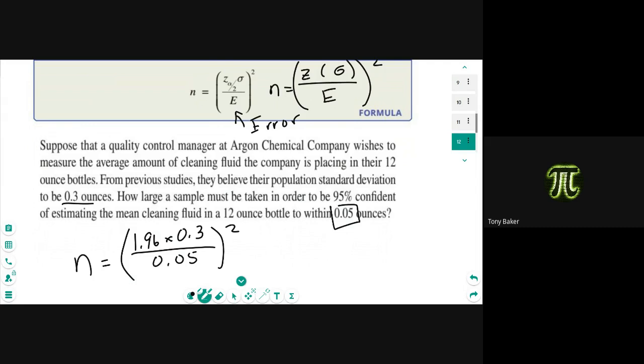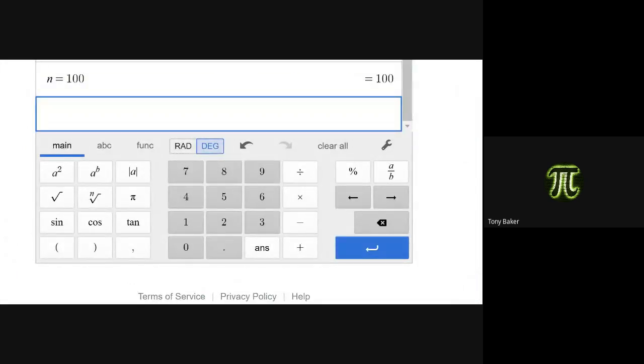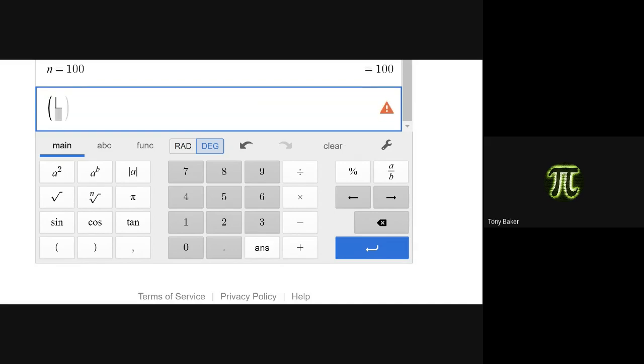Okay? I'm going to switch over to Desmos, so I'm going to type this in. When you're doing Desmos, a couple little tricks to make your life easy. Put your parentheses first, and then hit division. So you have the division already there. It's easier than trying to get the division afterwards. And now we're just going to type the stuff on the top and the stuff on the bottom. So 1.96 times 0.3. And on the bottom was 0.05.